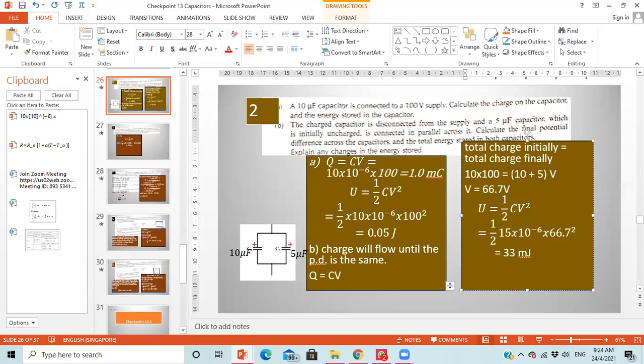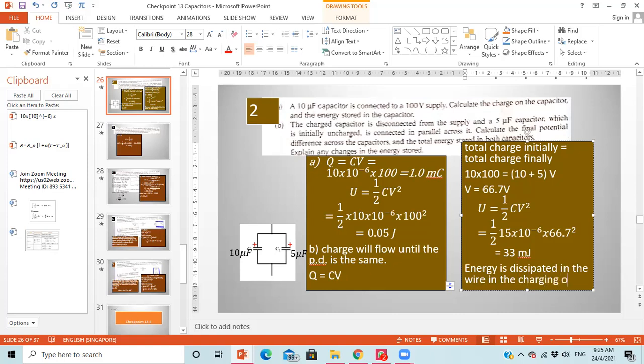So what happened? Energy is dissipated in the wire in the charging.